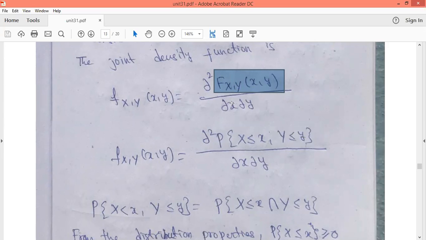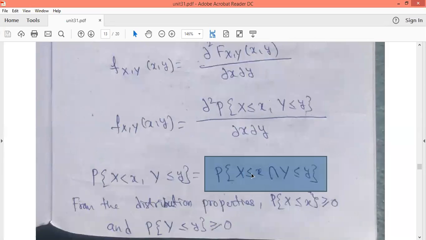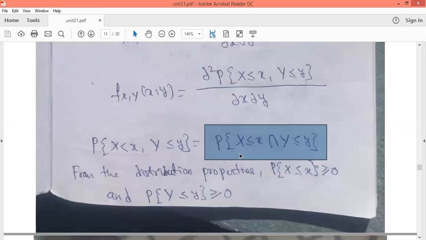So what is the formula for the distribution function? It is the probability of getting X less than or equal to x and the probability of getting Y less than or equal to y, so the joint occurrence of these. The joint means what? The joint means intersection. So it is the probability of X less than or equal to x intersection Y less than or equal to y.